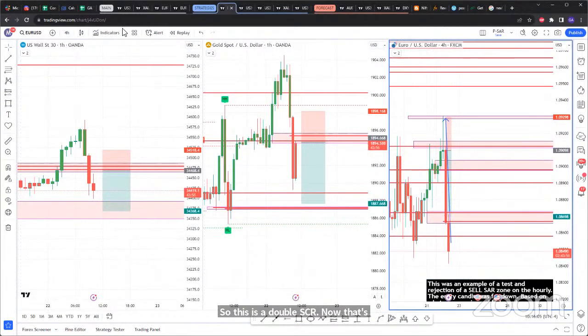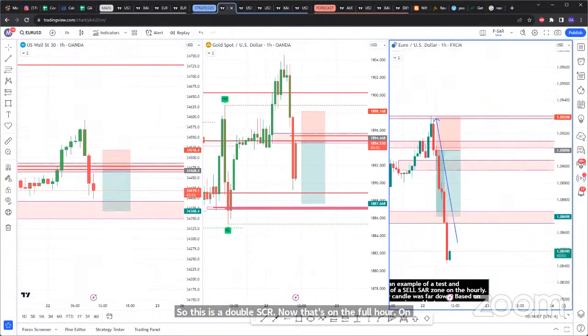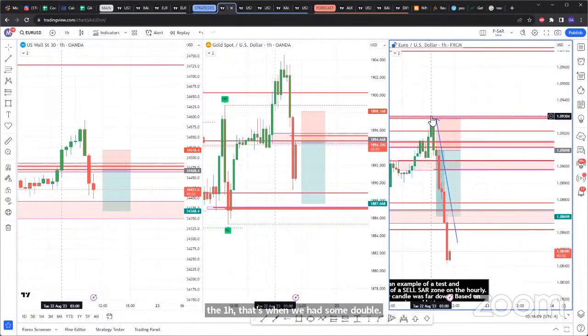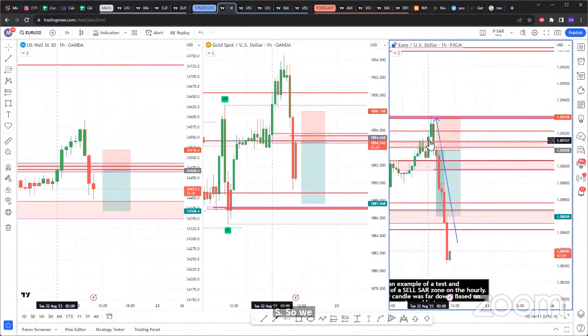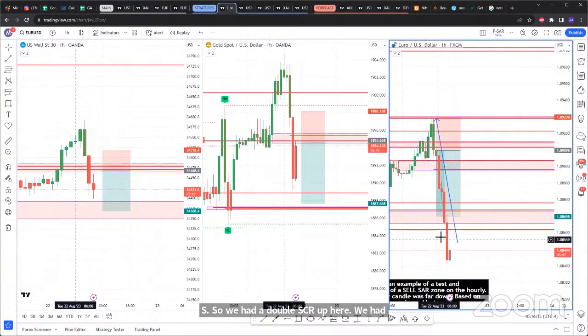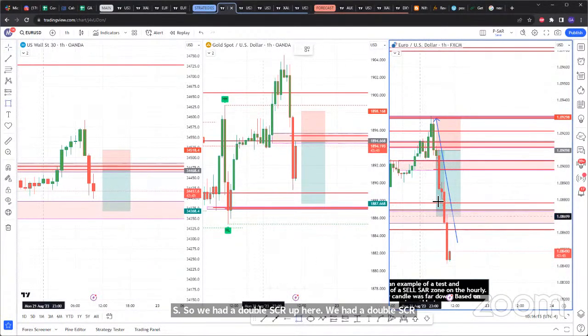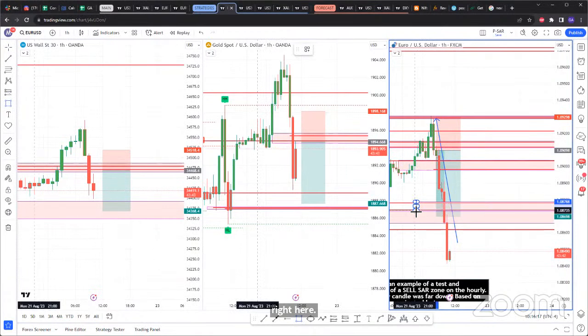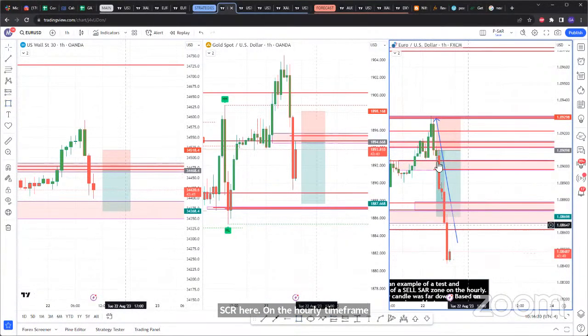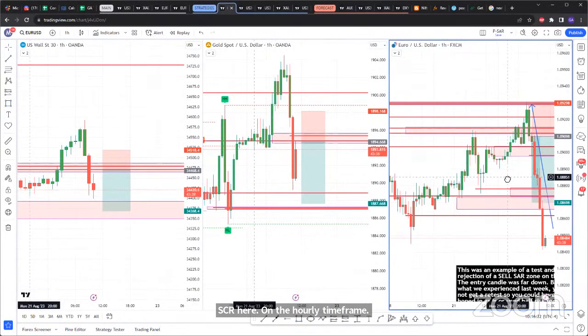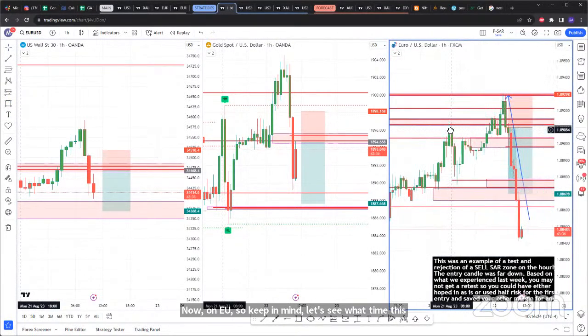On the 1 hour, that's when we had some double SARs. So we had a double SAR up here. We had a double SAR right here. We have a double SAR right there. We have another double SAR here on the hourly time frame. Now on EU, so keep in mind, let's see what time this is. This entry came yesterday.